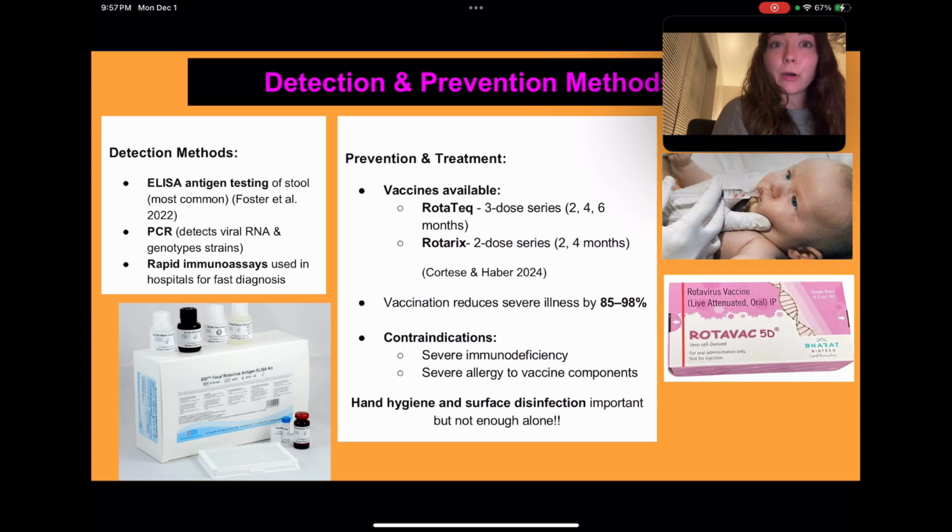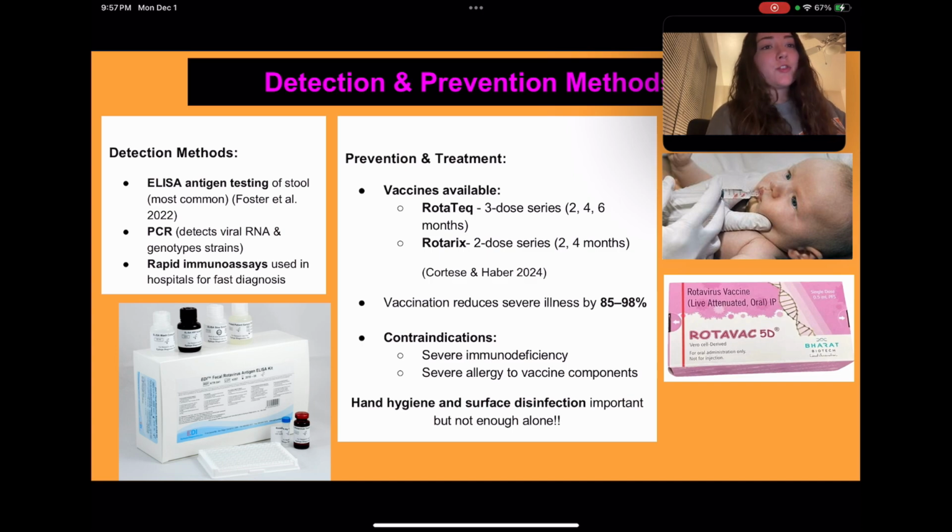I don't know if it's ELISA, if you spell it out, or if it's the ELISA antigen testing, but basically it tests the stools, which I placed a picture down below, which is what that kit is. That is the most common form of testing for rotavirus. However, there are some other options like the PCR and the rapid testing.